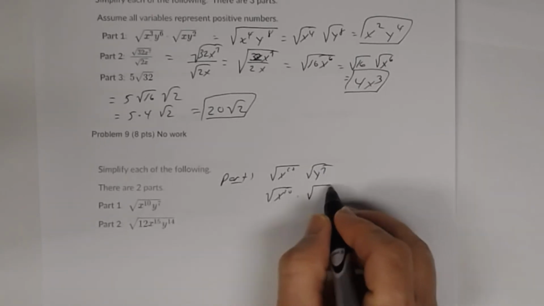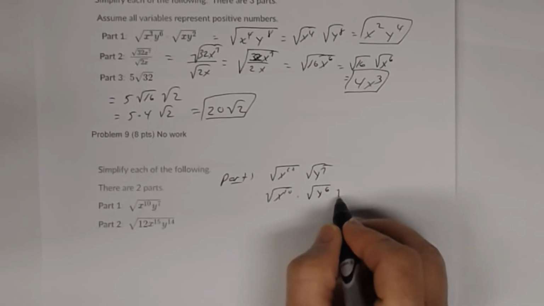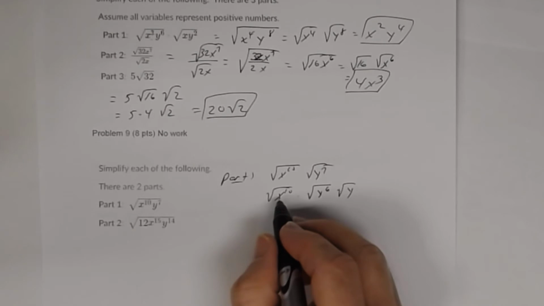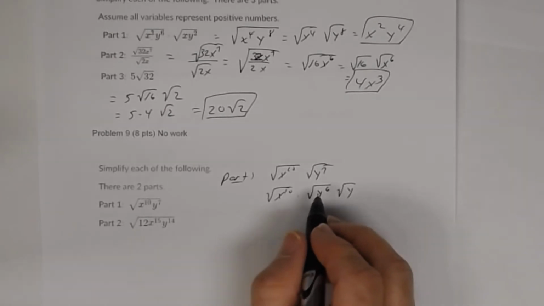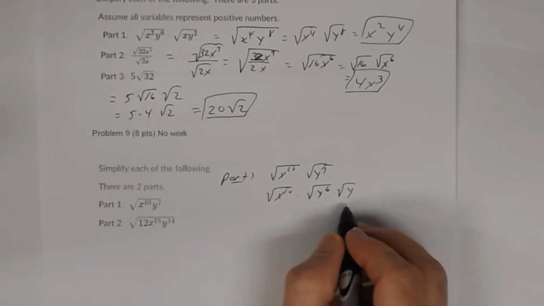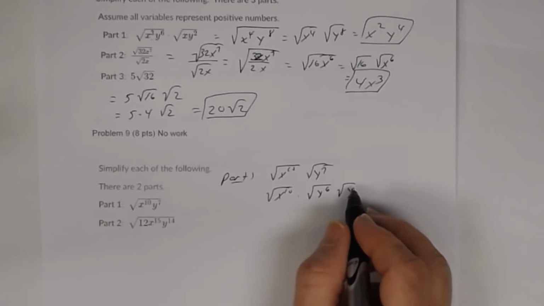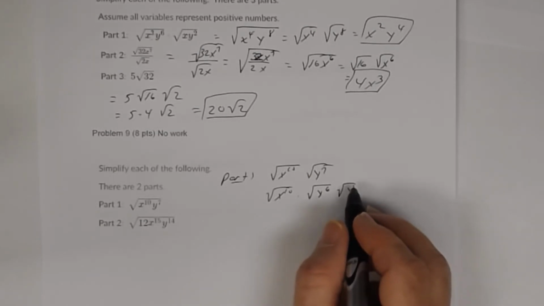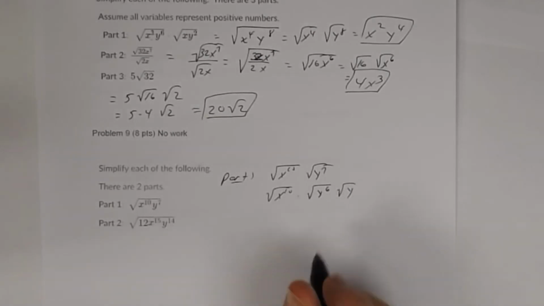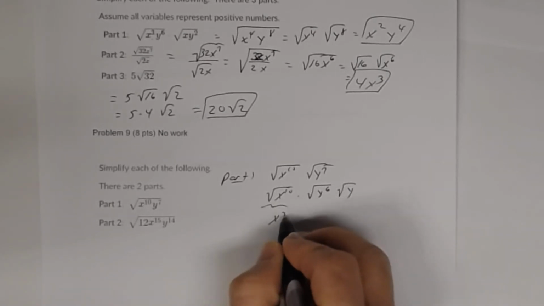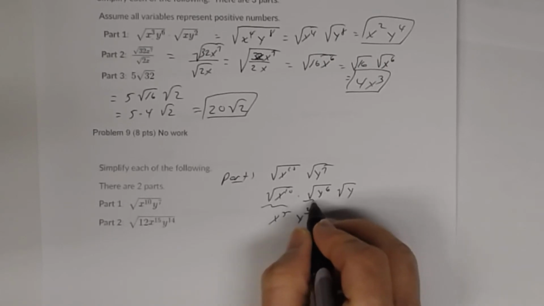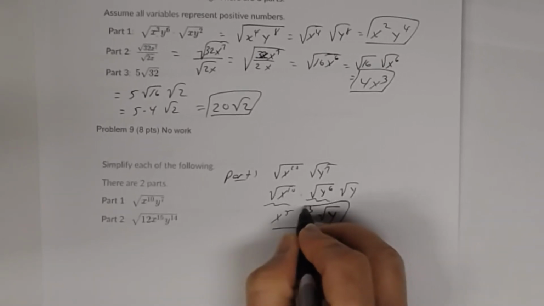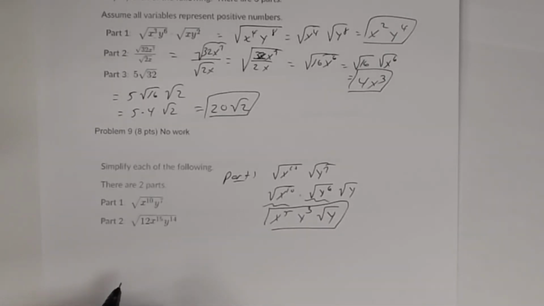So you can say the square root of y to the 6th times the square root of y. 6 plus 1 is 7. And now notice I can simplify this easily, I can simplify this easily, and I cannot simplify this because the exponent is 1 and 1 is less than the index, which is 2. So this becomes x to the 5th, y to the 3rd, 6 divided by 2 is 3, times the square root of y. So that's the answer to part 1.